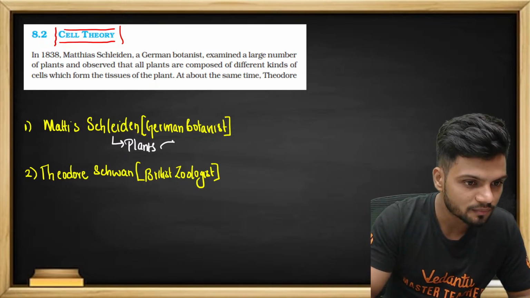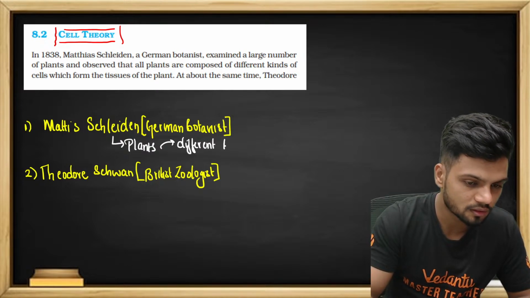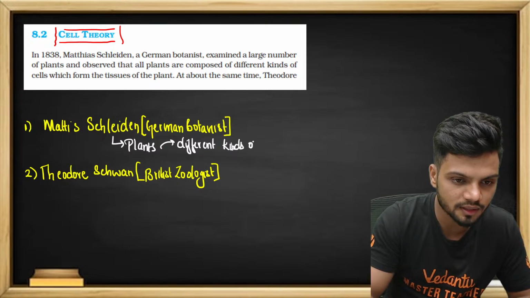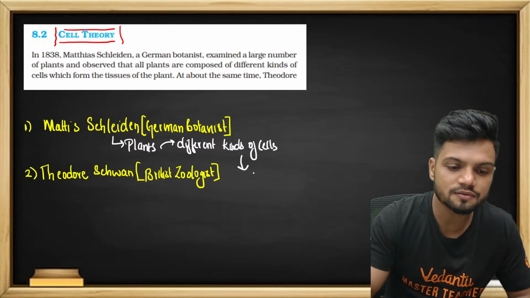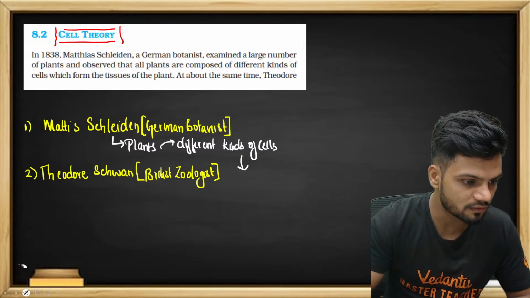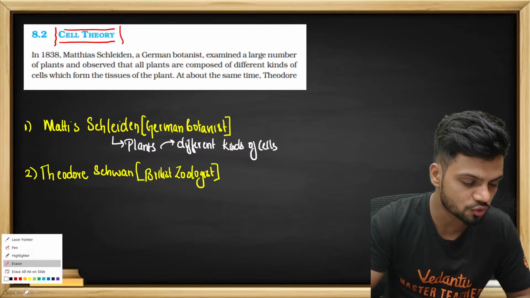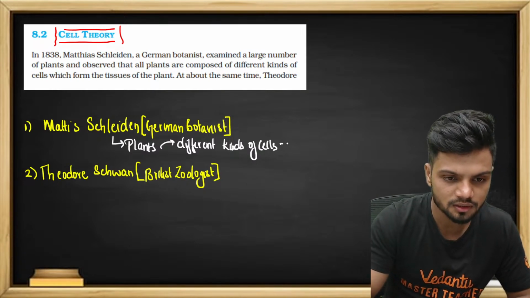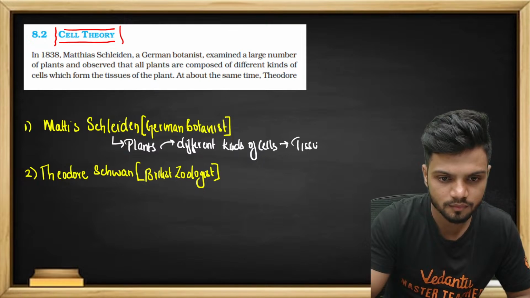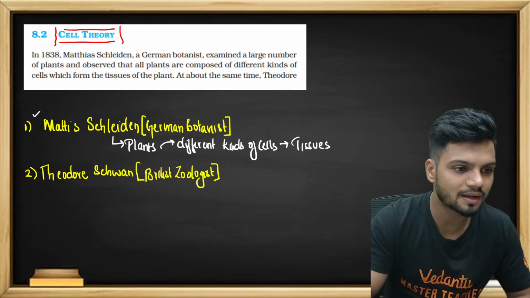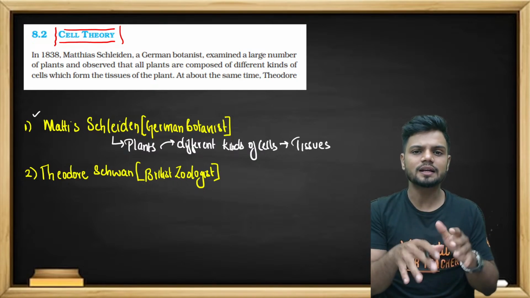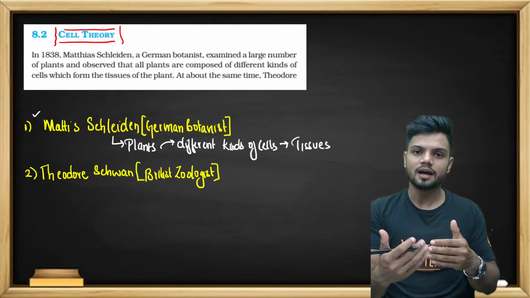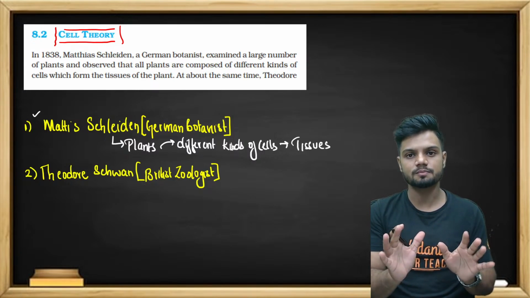He studied different kinds of cells in the case of plants, and he also told us these different kinds of cells will make up different kinds of tissues. Cells will make up the different types of tissues. That was by Matthias Schleiden. Matthias Schleiden was a German botanist. He studied plants and he told us that plants are made up of different types of cells, and different types of cells make up the different types of tissues. That's all.